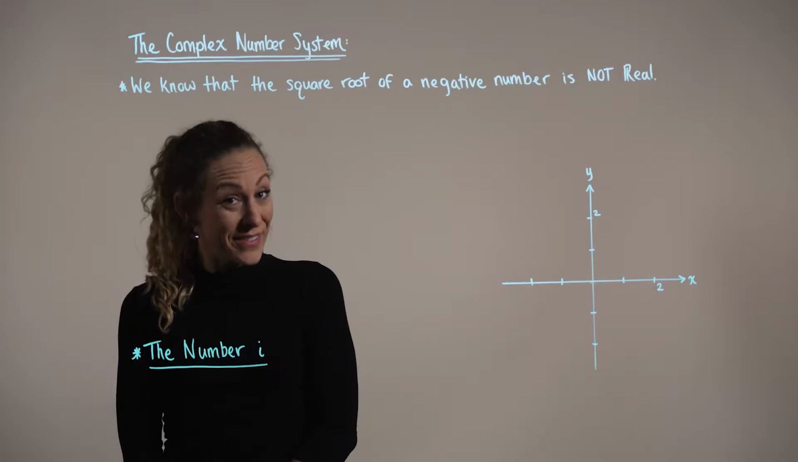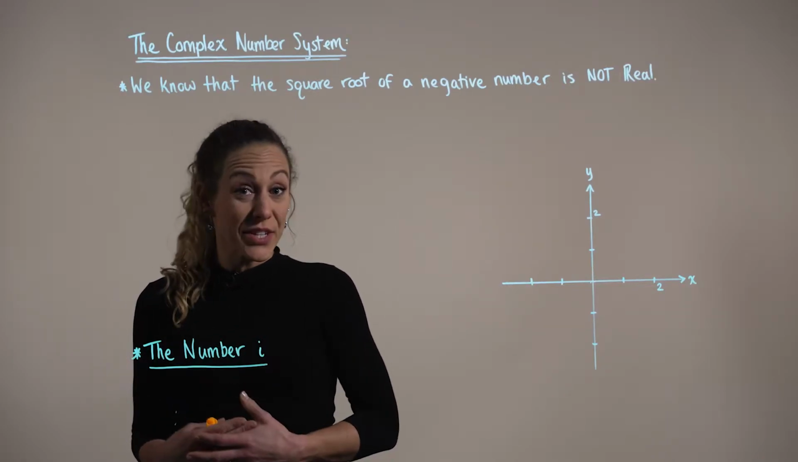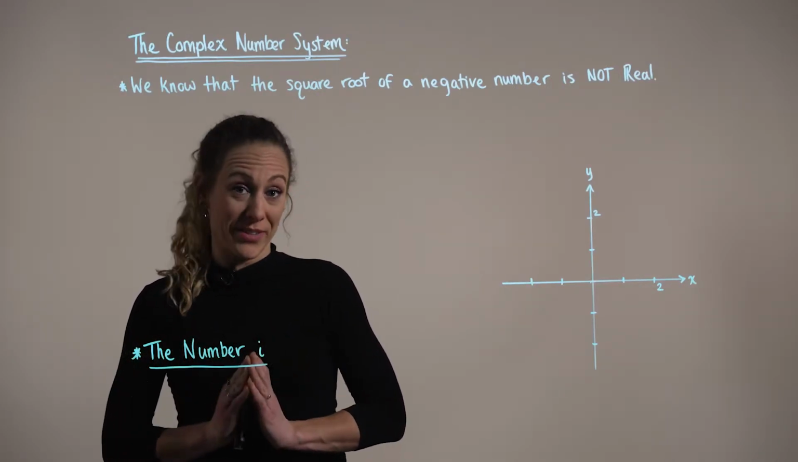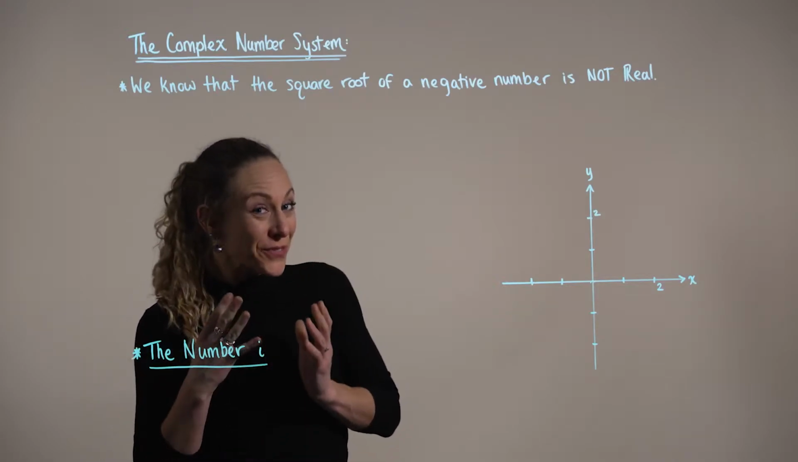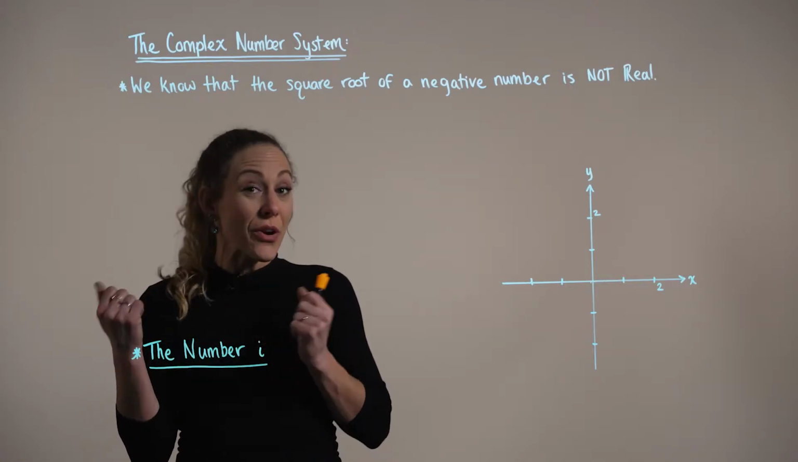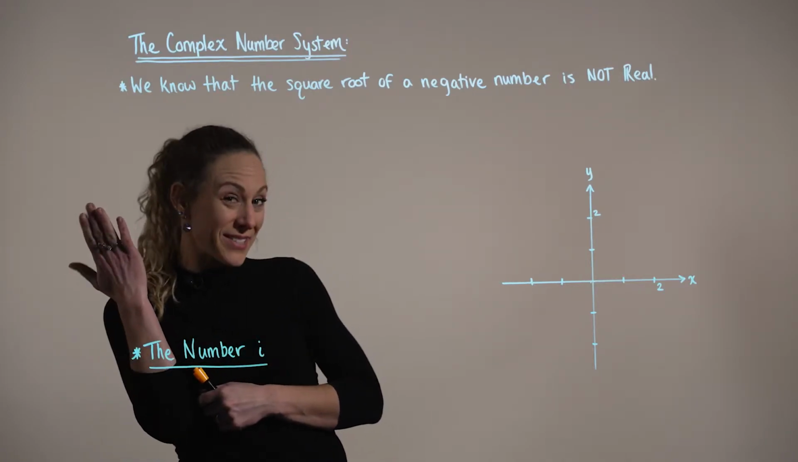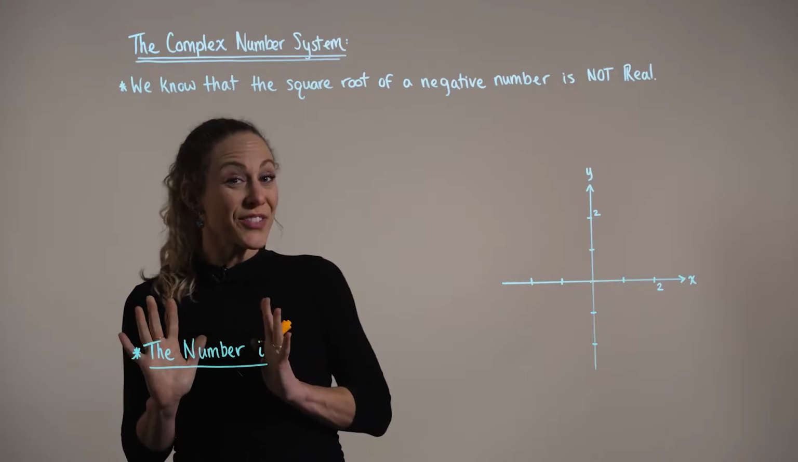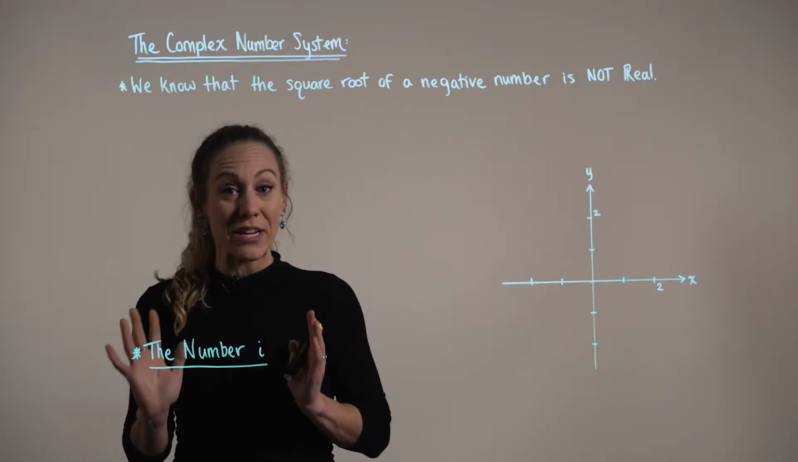Now, believe it or not, some functions have zeros that are not real numbers. And in order to find the zeros of such functions, we need to consider and introduce a new number system, the complex number system. So to get us started, let's begin with something that we already know.